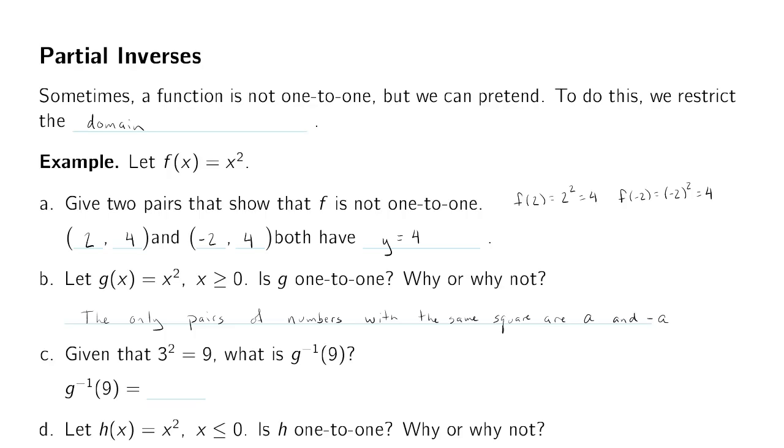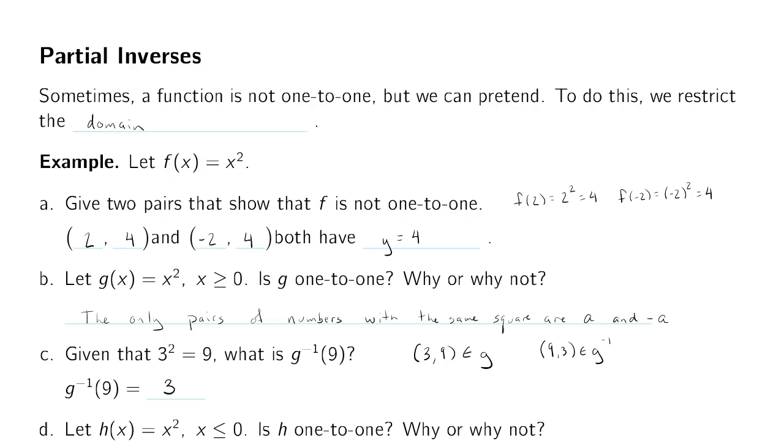And furthermore, we know that 3 squared is 9. That is, the pair (3, 9) is in the relation g, which means that its reverse, (9, 3), is in the inverse. In other words, if we take input 9 to g inverse, we get output 3. g inverse of 9 is 3.